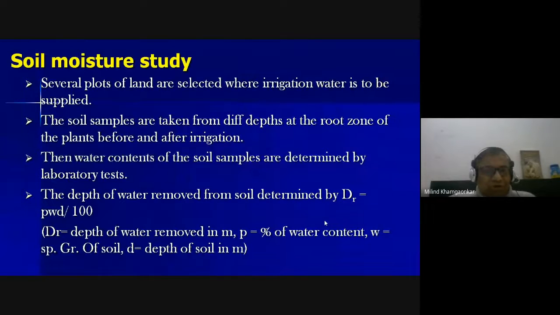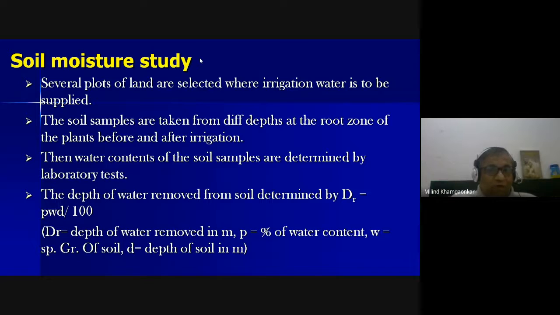Soil moisture study, another method, means the moisture content of the soil is studied from time to time. Again, specific plots of land are selected, and water is initially supplied to that land in sufficient quantity so that it will be saturated, up to potential evapotranspiration. And the moisture content of that saturated soil is found out.